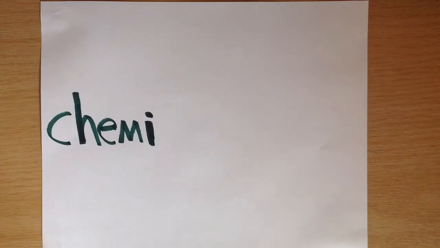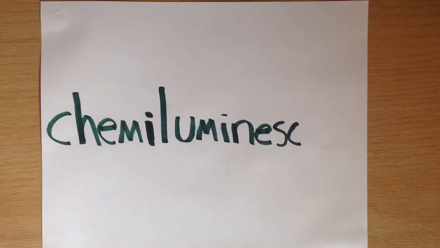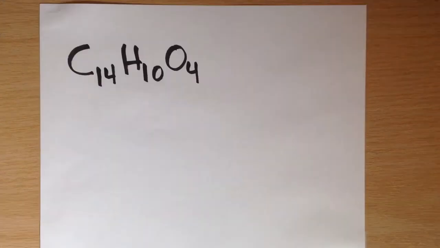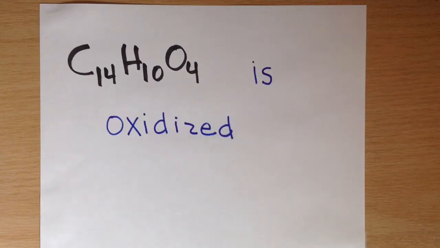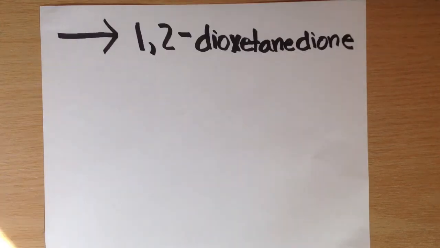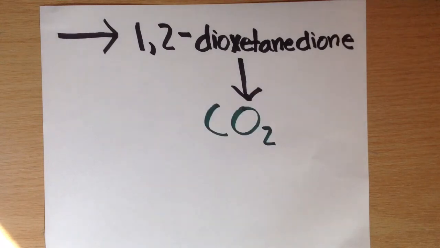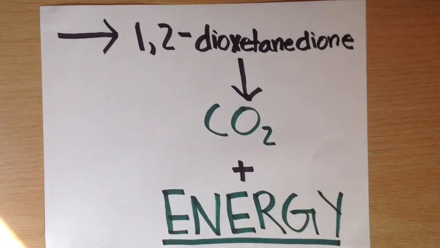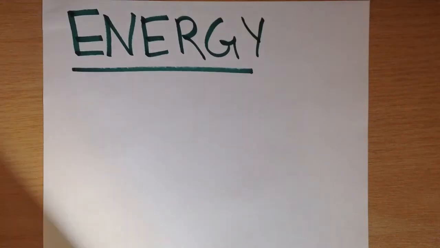Part of the chemistry behind glowsticks involves a topic called chemiluminescence. In this process, the diphenyl oxalate is oxidized by hydrogen peroxide, which produces an unstable compound called 1,2-dioxetanedione. And this decomposes into carbon dioxide, which also releases energy because it is so unstable.